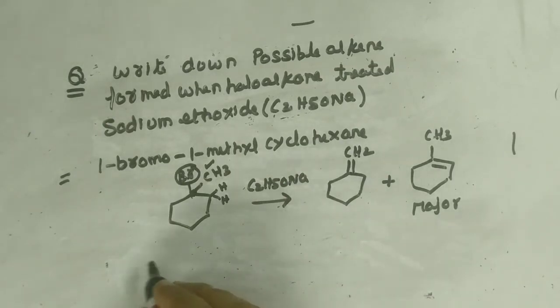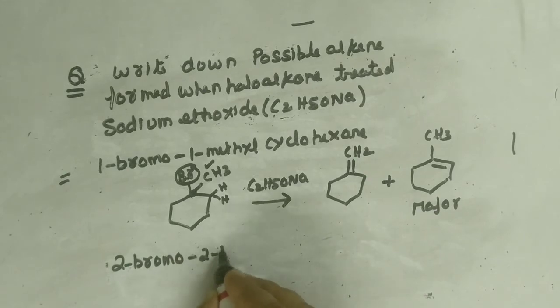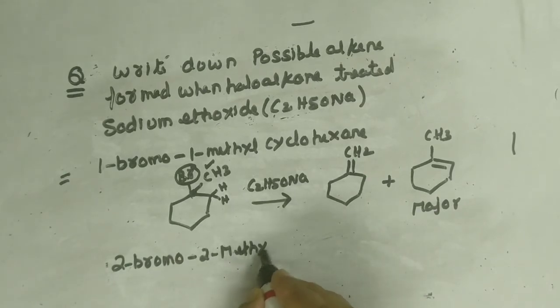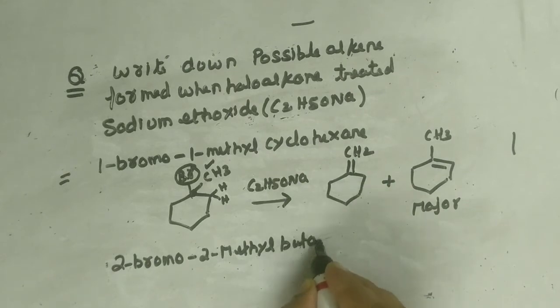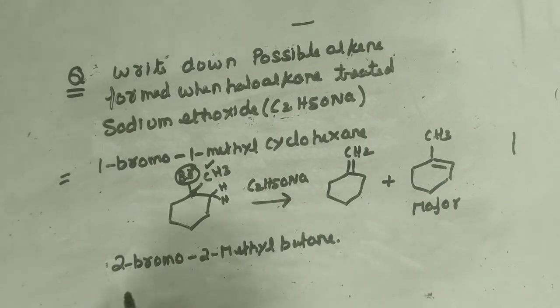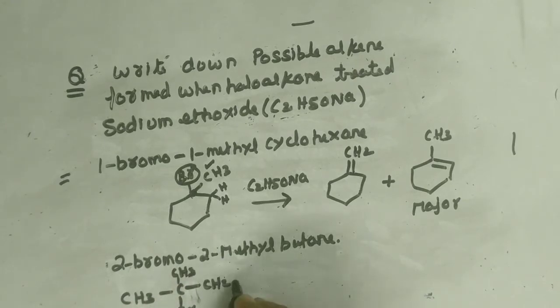The next question says that you have got 2-bromo-2-methylbutane. We have to subject it to dehydrohalogenation. I think with me doing the question, you can also try in your copies. This is your 2-bromo-2-methylbutane. This is rather simple. So you are reacting it with sodium ethoxide, C2H5ONa.